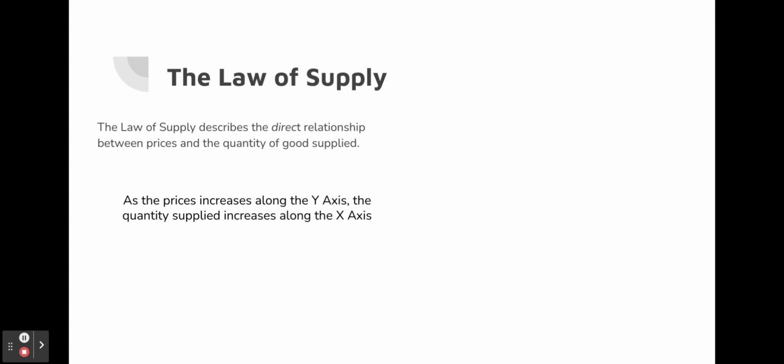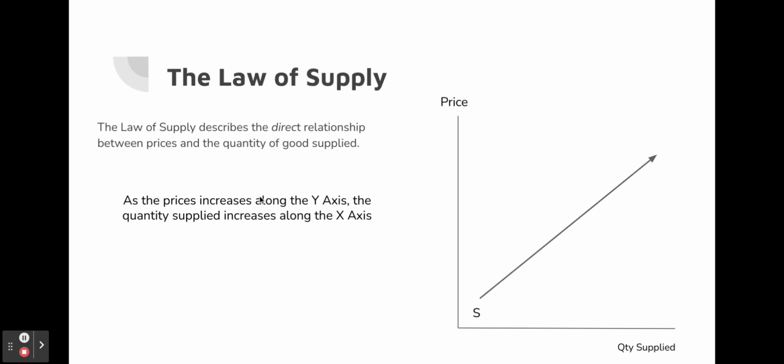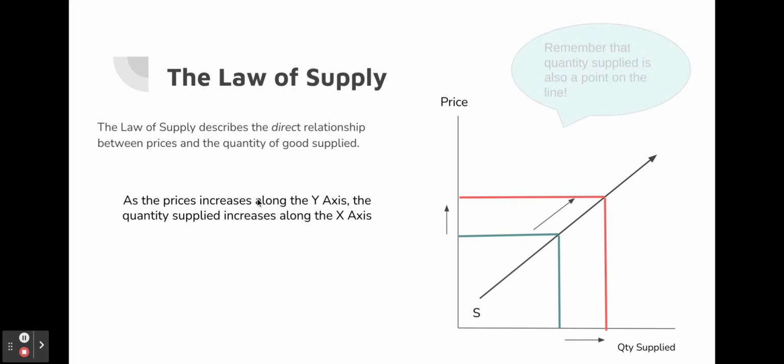The law of supply, on the other hand, reflects that the relationship between price and the quantity supplied is a direct one. As the price increases, the quantity supplied also increases. On our x and y axis graph, this is represented by a curve that goes up and to the right, labeled S. As the price increases along the y-axis, the quantity supplied increases along the x-axis. Again, the quantity supplied at the lower price is represented by the green line, and at the higher price by the red. The intersection of the price and quantity lines is a point on the supply curve.